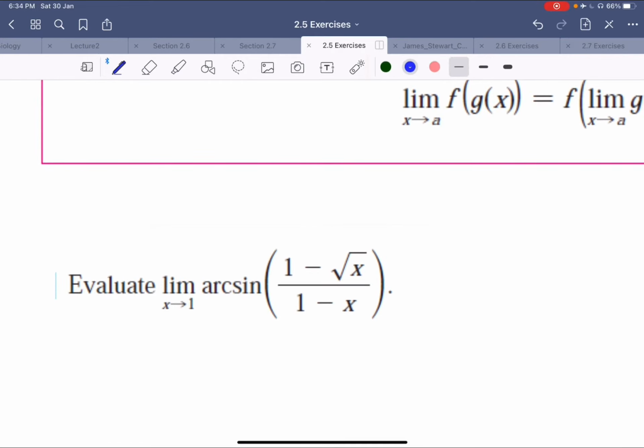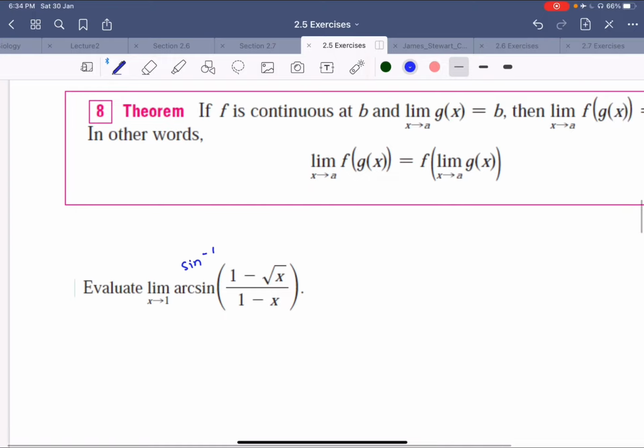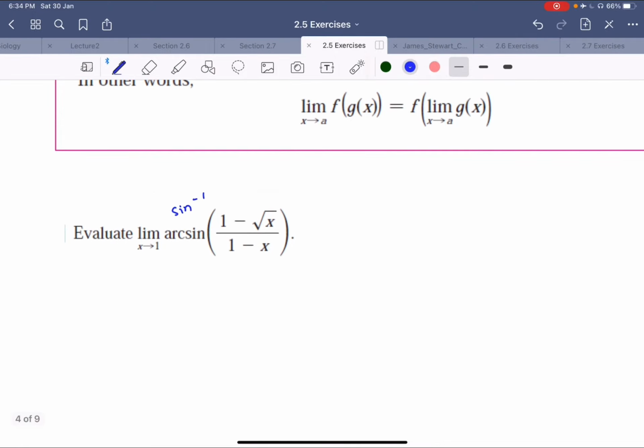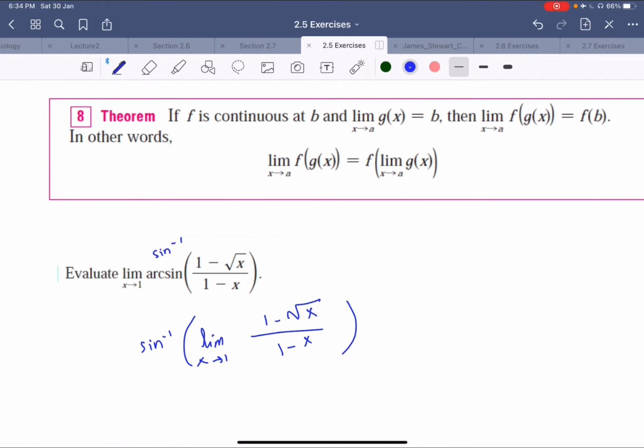The limit as x approaches 1 of arcsine, which is sine inverse, of the function (1 minus root of x) over (1 minus x). So we can say sine inverse of the limit as x approaches 1 of (1 minus root of x) over (1 minus x), and then we evaluate the limit, and then we can apply the sine inverse. This is from the properties of limits.